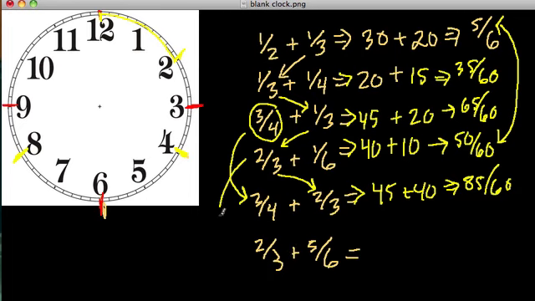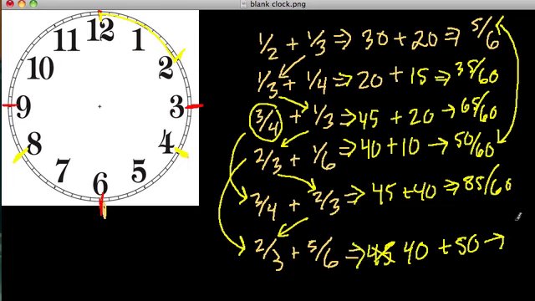Last but not least, 2/3 pops up again. So here it is, oops, sorry, 40 minutes. Plus 5/6, which is just 50 minutes, and that gives us 90 out of 60, or 1 1/2 hours, right? It's a full hour and then 30 more minutes, so an hour and a half.